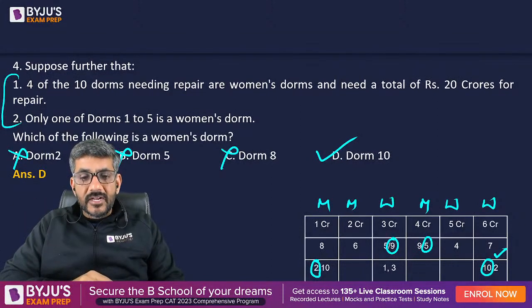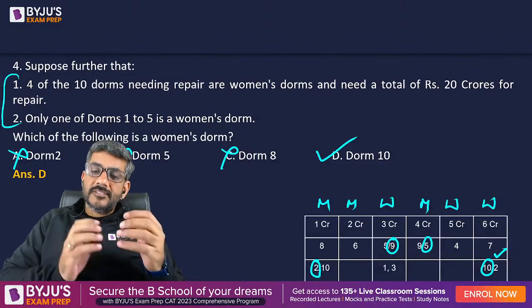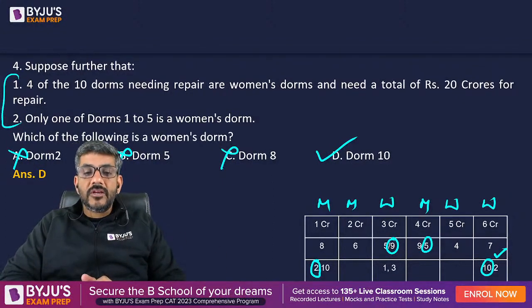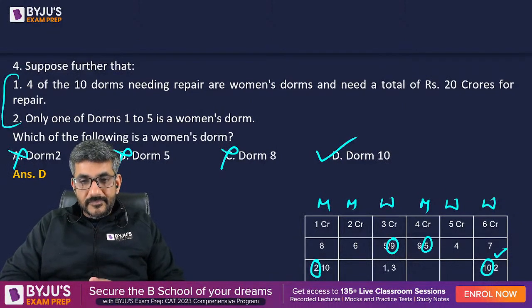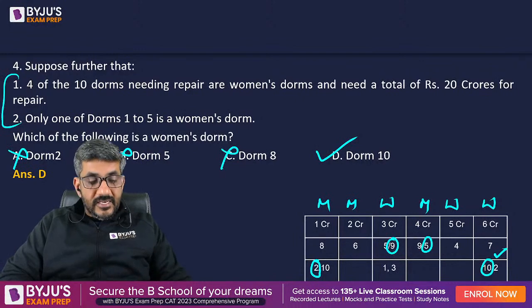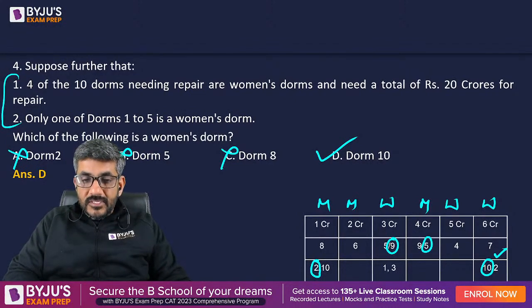6, 6, 5, that makes it 17. And then one DOM of 3 is there. 6, 6, 5, 3 is the only way through which you can make 20. You don't have any other way through which you can make the total as 20. By that logic, I said that 6, 6, 5, 3 should be the DOMs which are women's DOM. I hope it is clear. These were the four questions based upon this data set.